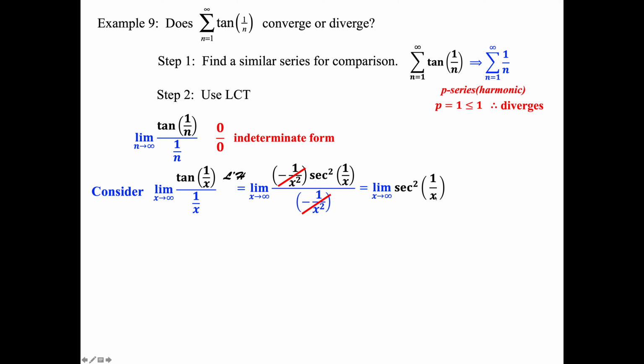So again, 1 over infinity is 0. All right, so let's see. Secant is the same as 1 over cosine. So cosine of 0 is a 1. So 1 over 1 is 1, and 1 squared is 1. So therefore, our original series has to do the same thing as what our similar series has to do. So our original series will also diverge, and we prove that by the limit comparison test.